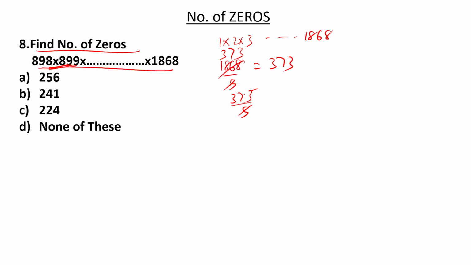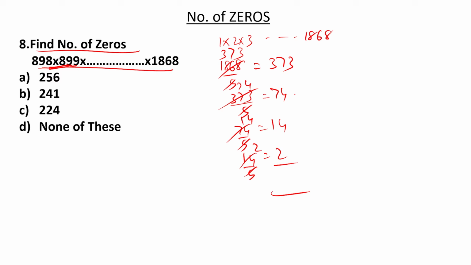373 divided by 5. So here 5 sevens 35, 2 carry forwards 23. 5 fours 20. 74 divided by 5. 5 ones 5, 2, 24. 5 fours 20, 14. 14 divided by 5. 5 twos is 10. So we get somewhere around this value.